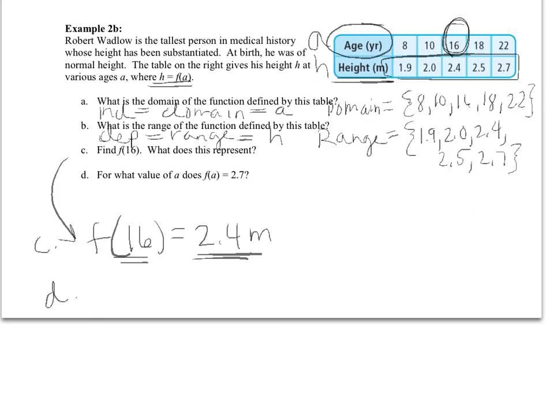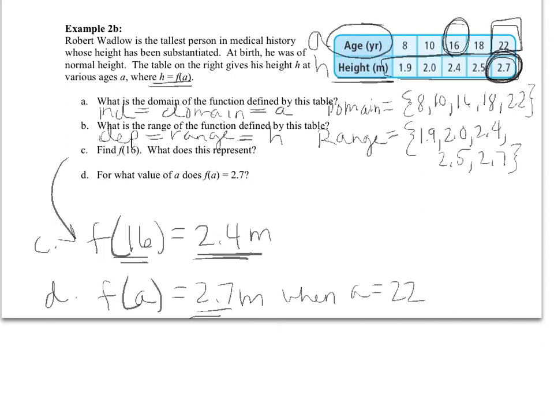For what value of a does f of a equal 2.7? So f of a equals 2.7. 2.7 is the height h, and that's in meters. When h is 2.7, I'm circling it on the table, his age was 22. So when a equals 22. In other words, when he was 22, his height was 2.7 meters.